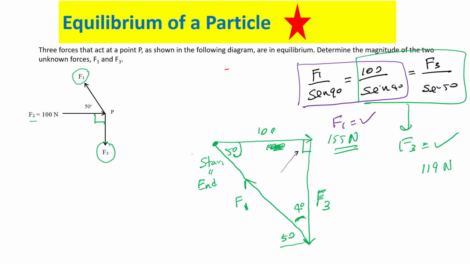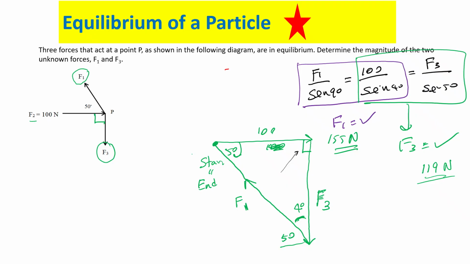So any equilibrium questions? Your start and end should be equal to 0 if you do the vector diagram method. You need to remember that because there should not be any resultant force. Yeah, 155. And you don't need to find directions here because the directions are given to you. Are we good? 119. Okay, yes, 119.